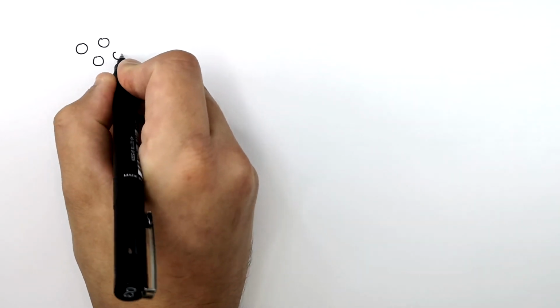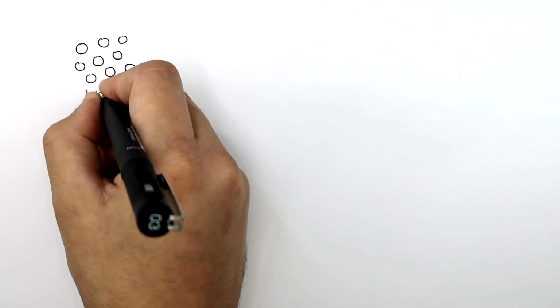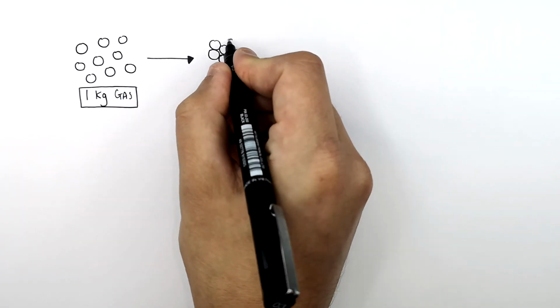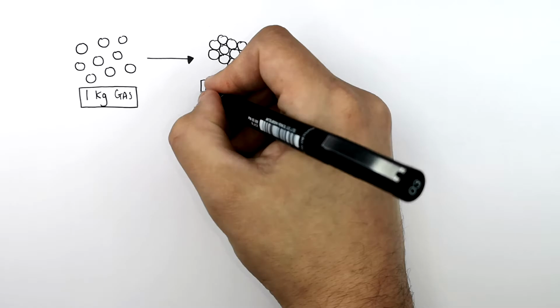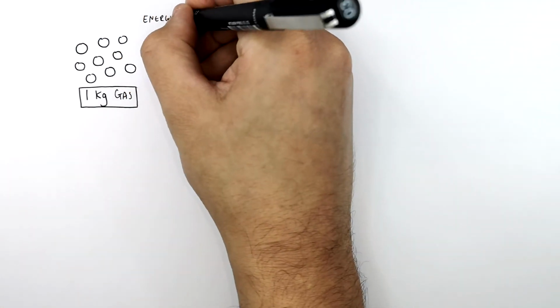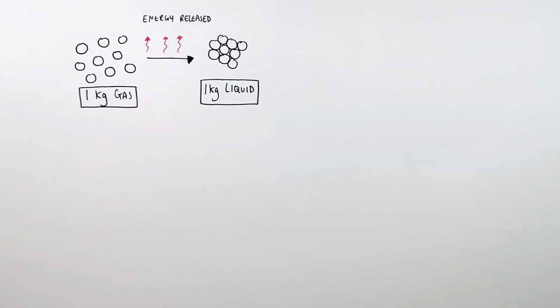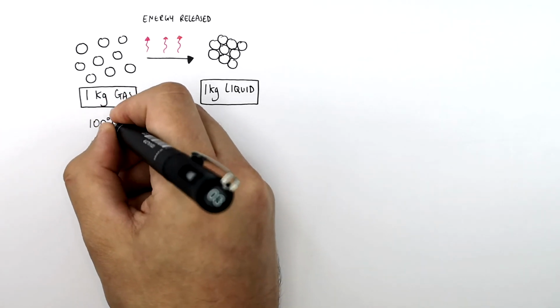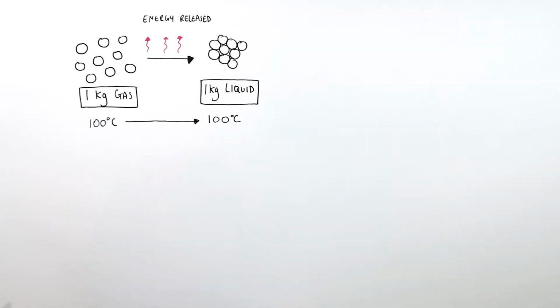So what happens during cooling? So what you've got here is 1 kilogram of a gas. And this 1 kilogram of a gas changes state to 1 kilogram of a liquid. Energy released from the thermal energy stores of the gas particles causes bonds to form between the particles, forming a liquid. And this represents the specific latent heat of vaporization, whereby 1 kilogram of a gas changes state to 1 kilogram of a liquid without changing temperature. So this is during condensation, the condensation of a gas to a liquid.